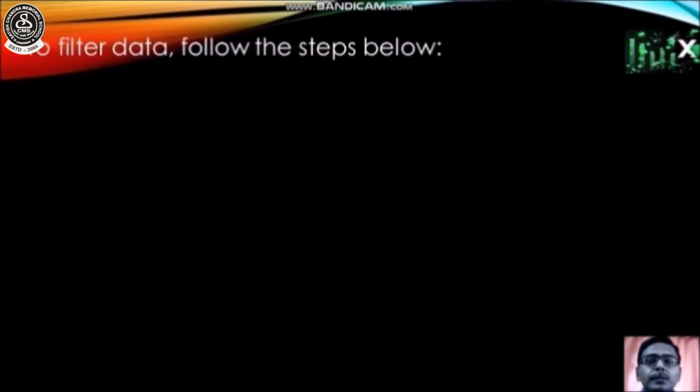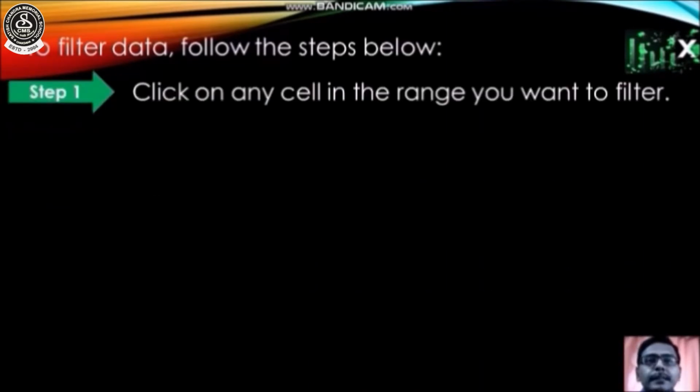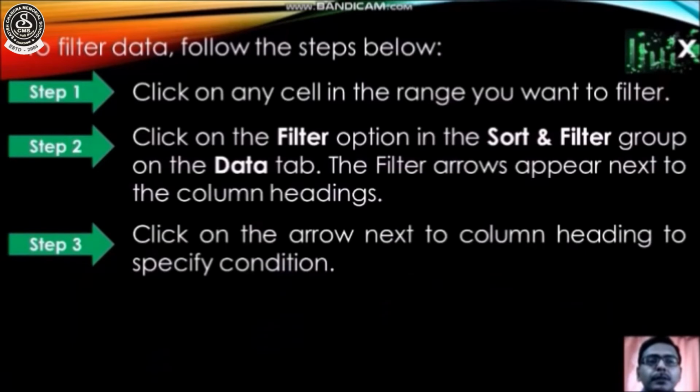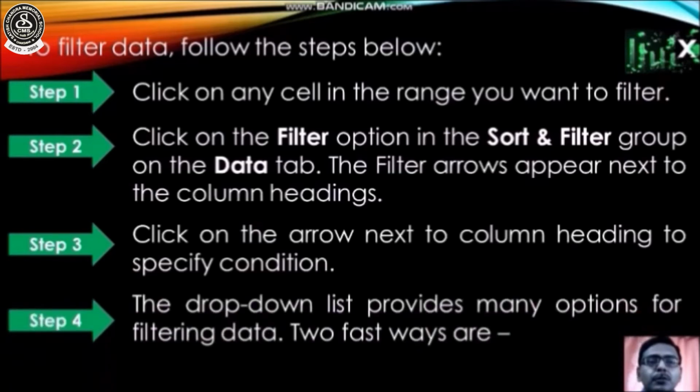To filter data, follow the steps below. Step number 1, click on any cell in the range you want to filter. Step number 2, click on the filter option in the sort and filter group on the data tab. The filter arrows appear next to the column heading. So as you click, the filter arrows will appear on the right side of each and every column heading. Step number 3, click on the arrow next to the column heading to specify a condition. Step number 4, the drop-down list provides many options for filtering the data.